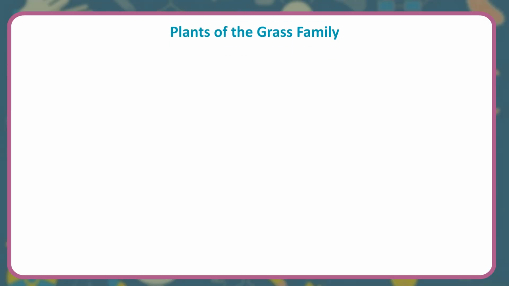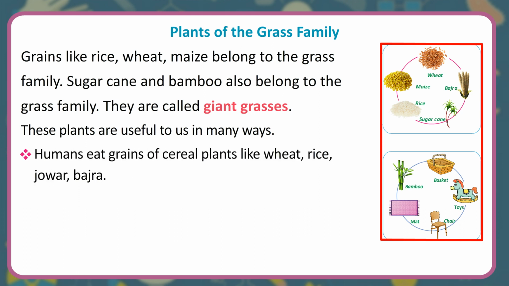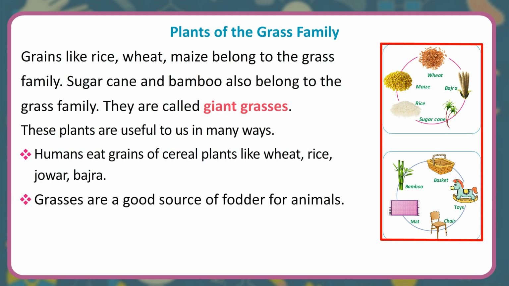Plants of the grass family. Grains like rice, wheat, maize belong to the grass family. Sugarcane and bamboo also belong to the grass family. They are called giant grasses. These plants are useful to us in many ways. Humans eat grains of cereal plants like wheat, rice, jowar, bajra. Grasses are a good source of fodder for animals.